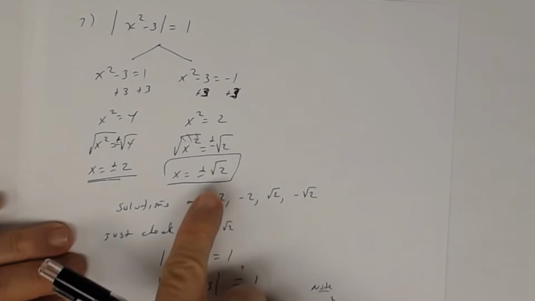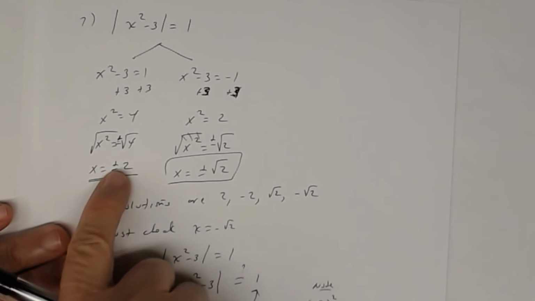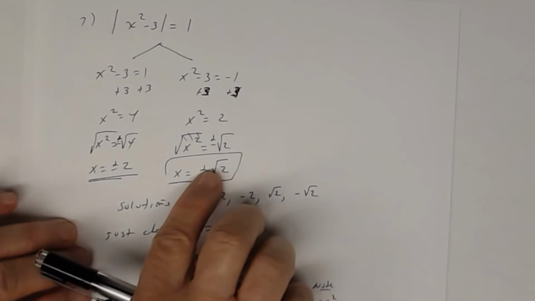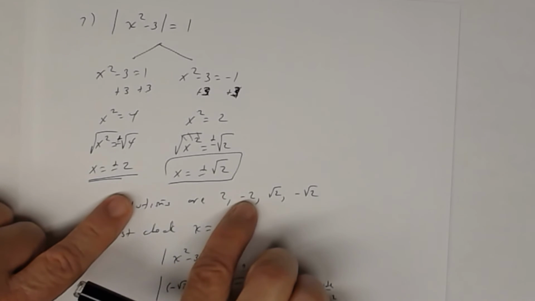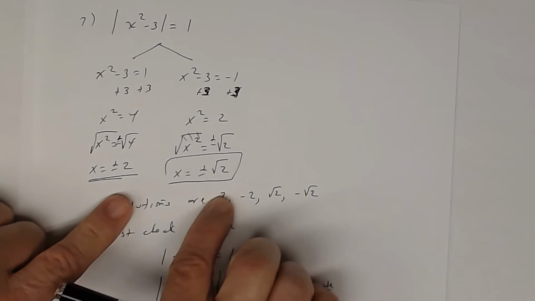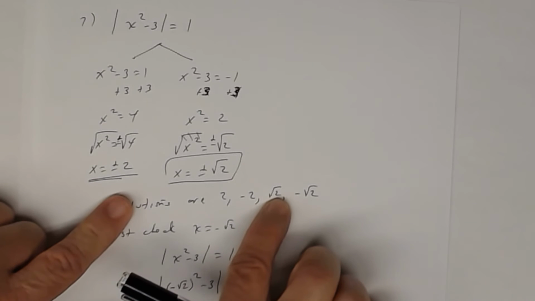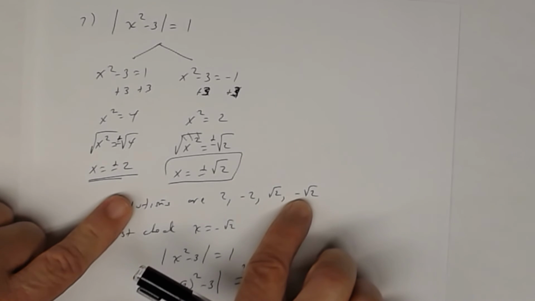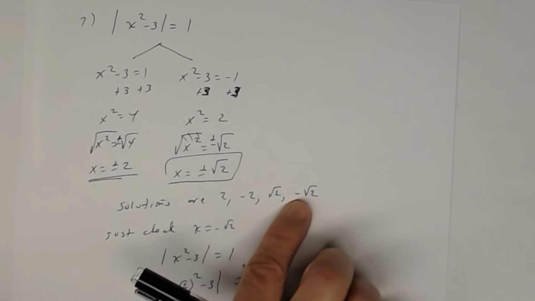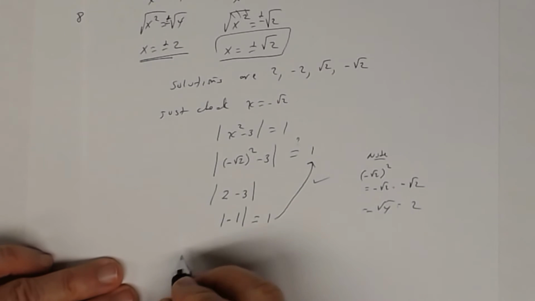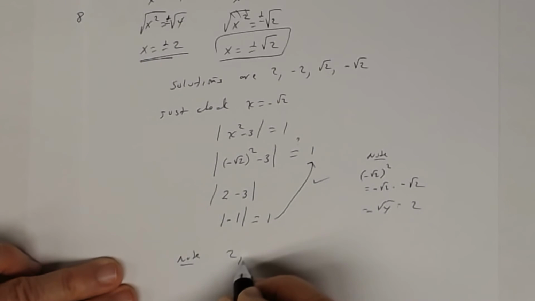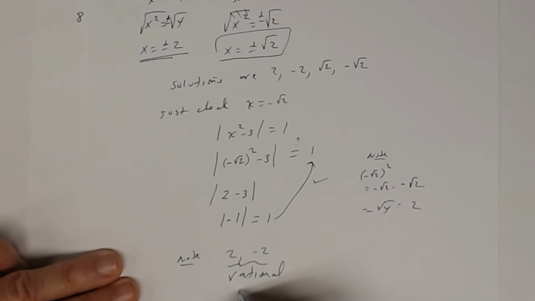And by the way, just to remind you about the terminology, these are all real numbers. 2 and negative 2 are rational numbers, and square root of 2 and negative square root of 2 are irrational numbers. Just to remind you about rational and irrational. So I want you to note, let me put that on here. Note: 2 and negative 2 are rational solutions, rational numbers.